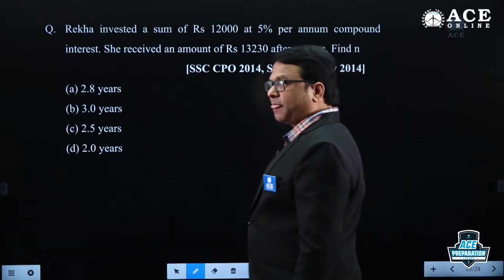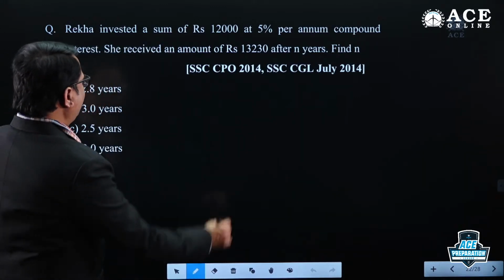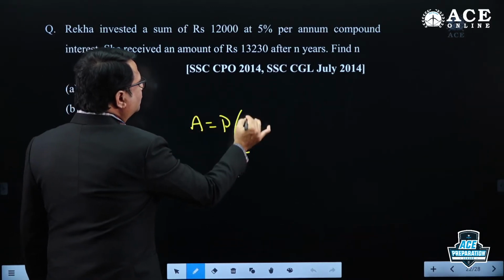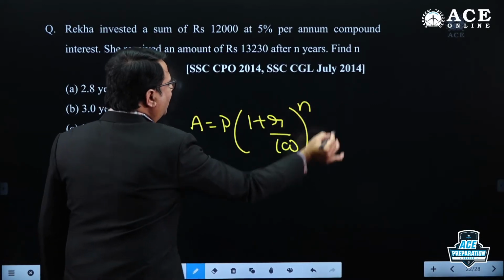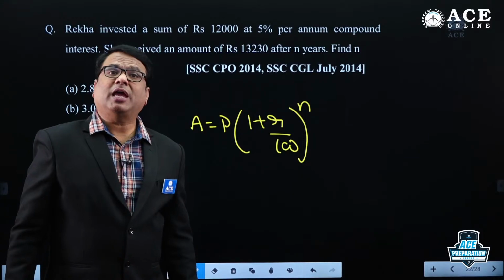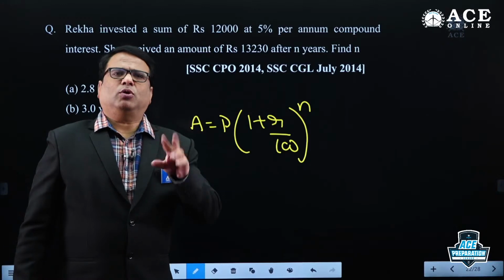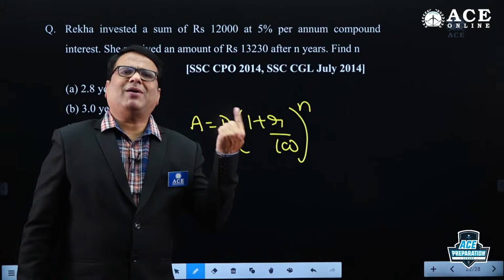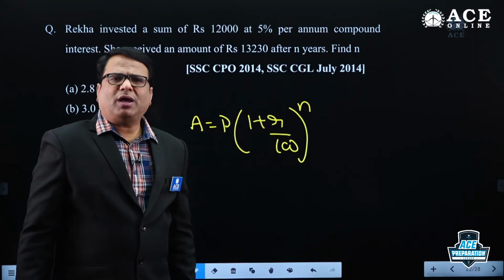Now here, I use the formula. Amount equal to P into 1 plus R by 100 whole to the power of n. Now, you may want to ask me what happened to k. You have given k also in the formula, but I don't write k here because k is 1. Because interest is compounded yearly, the k value will become 1. So I am directly writing 1 plus R by 100 whole to the power of n.